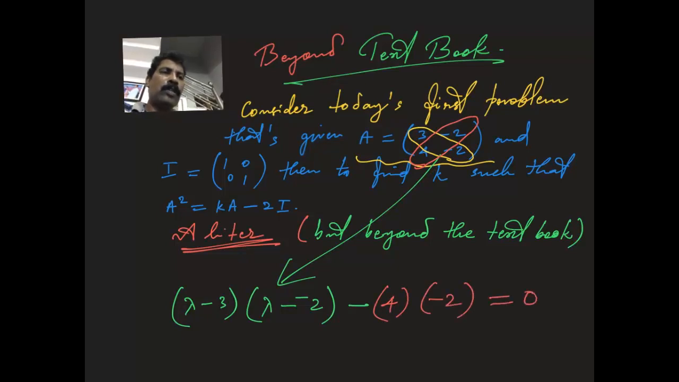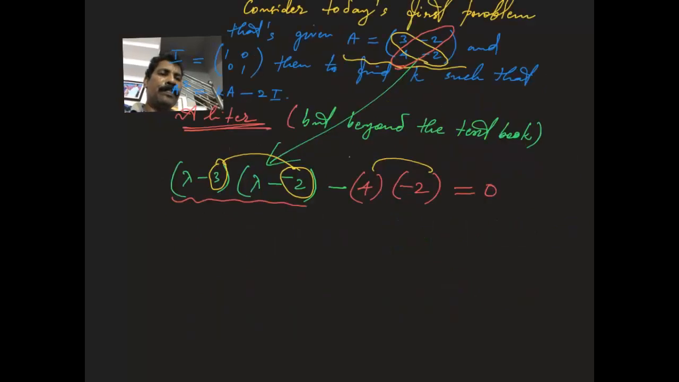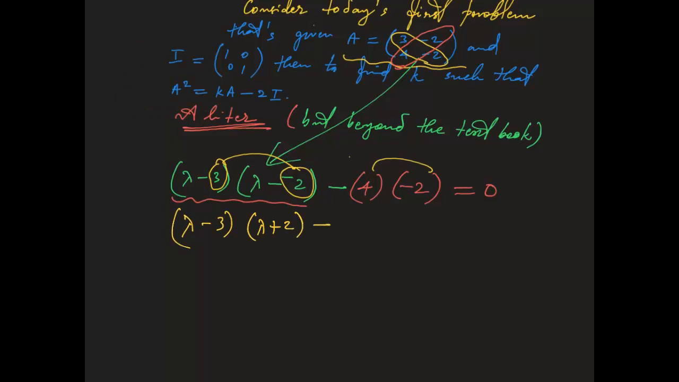So how do we get this equation? You see the main diagonal elements are 3 and negative 2. So from that we write lambda minus 3 and lambda plus 2. You can see this 3 and negative 2 are the main diagonal elements and these are the off diagonal elements. Now let us simplify: lambda minus 3 into lambda plus 2, then minus 4 into 2, so that is equal to minus 8, equal to 0.